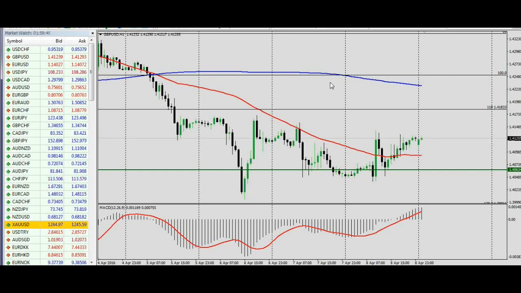So I would actually stay on the negative side of the GBP USD and look for short opportunities from every high that we would be having, instead of trying to long the pair.